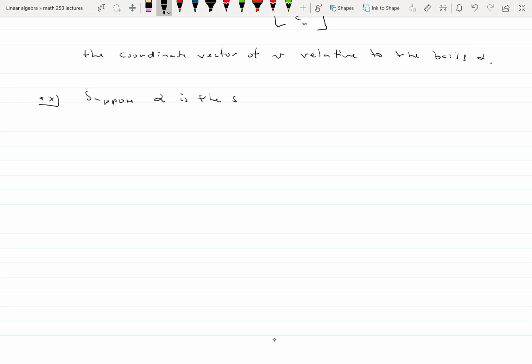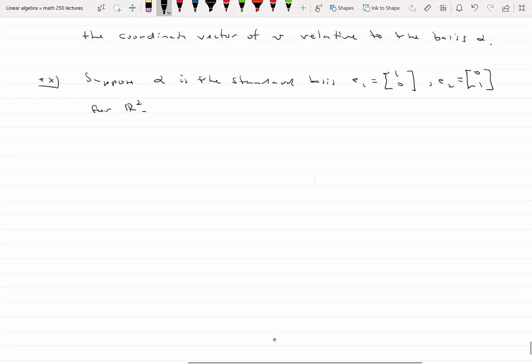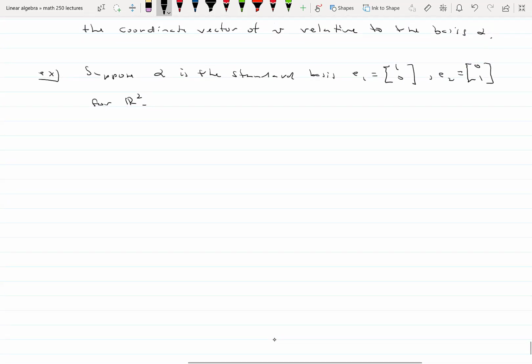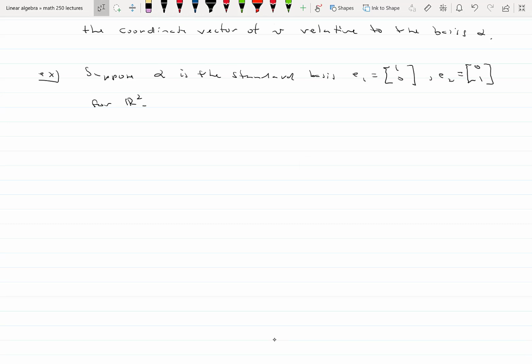So for this example, suppose alpha is the standard basis, e1 = (1, 0) and e2 = (0, 1), for 2-space R2. So suppose alpha is the standard basis which contains e1 and e2 for R2. Okay. So if v is an element of R2, we've done this basically before, then v equals some column vector (a, b), and that will equal a times e1 plus b times e2.